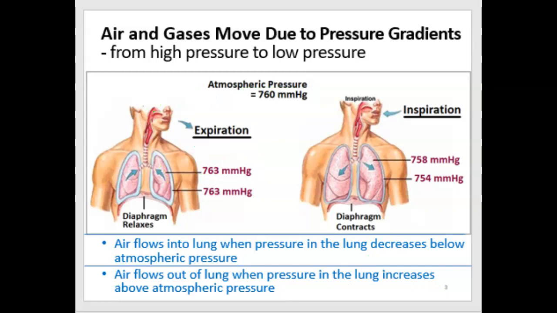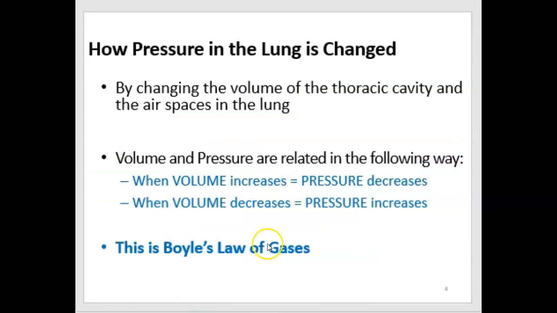But then the question becomes, well, how do we change this pressure inside the lungs from inspiration period to expiration phase or period? It has to do with the volume of the thoracic cavity, which I've alluded to previously. So this is how pressure in the lung is changed and the reasoning behind it. Changes in pressure occur due to changes in volume.